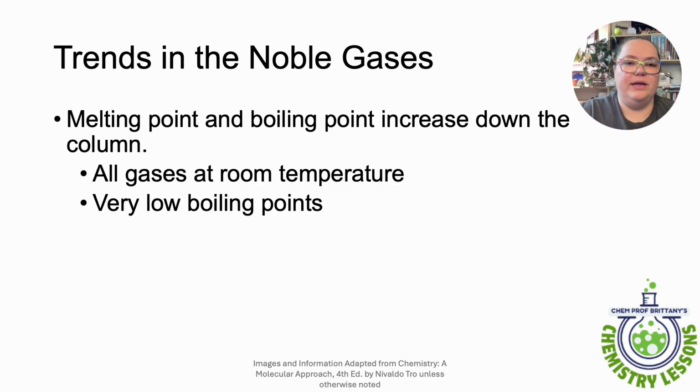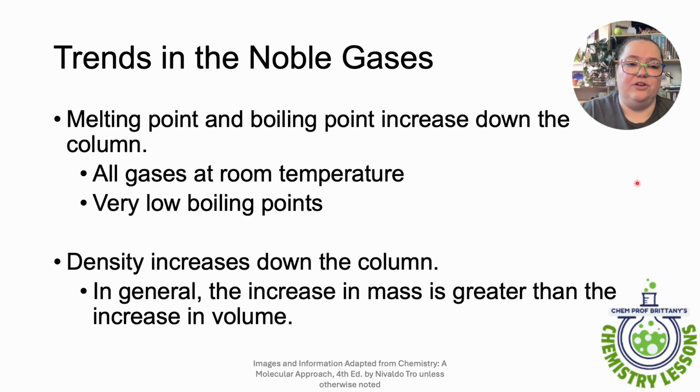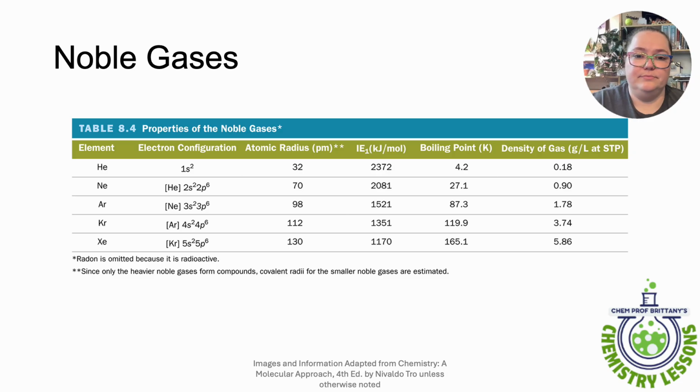All right, our melting point and boiling point increase down the column. All of these are gases at room temperature with very low boiling points, and their density increases down the column. So there you go with those trends again in the data.